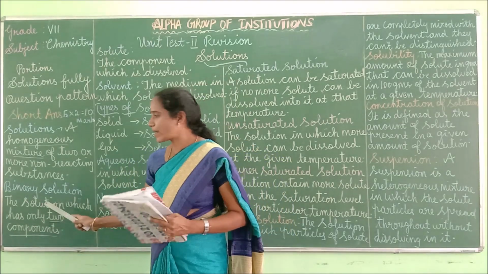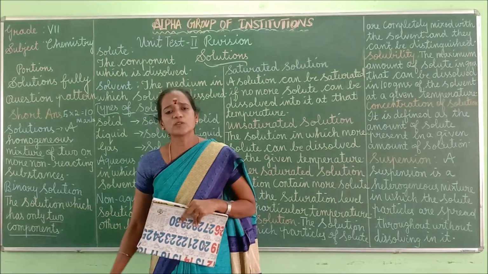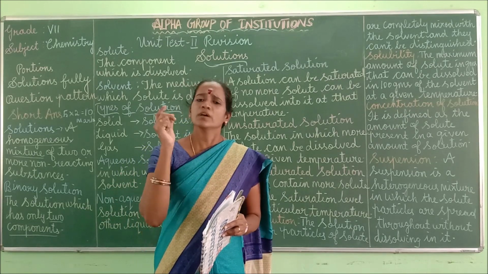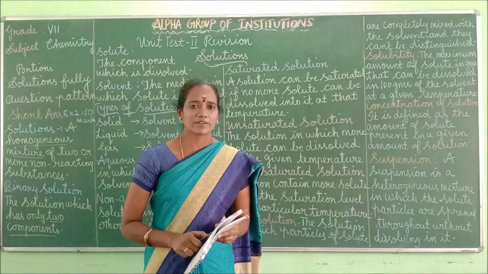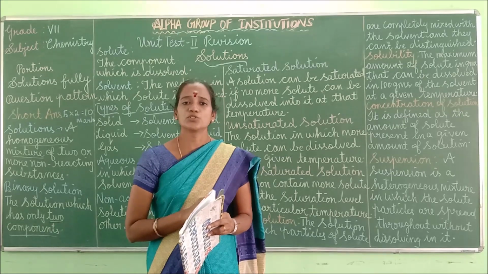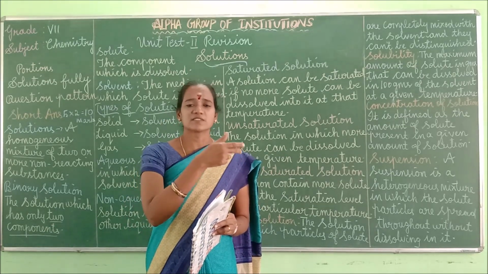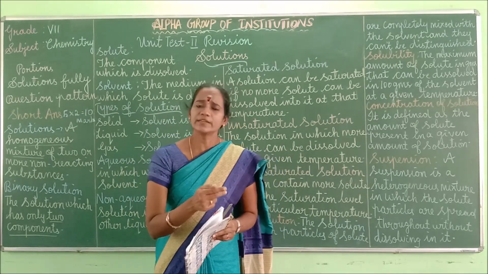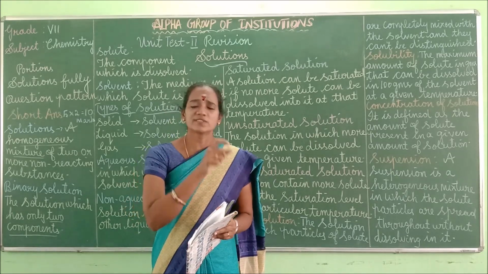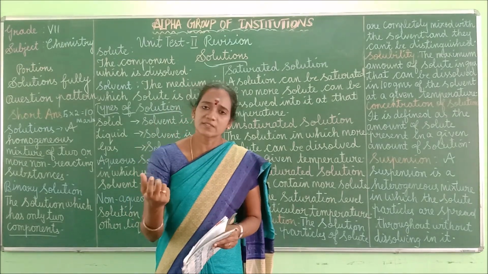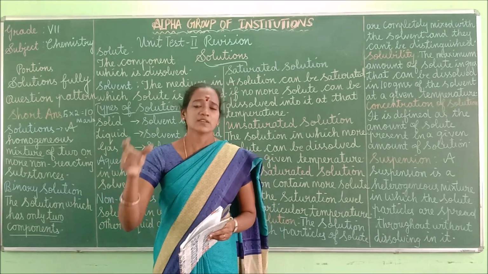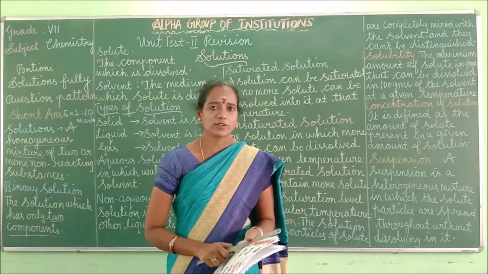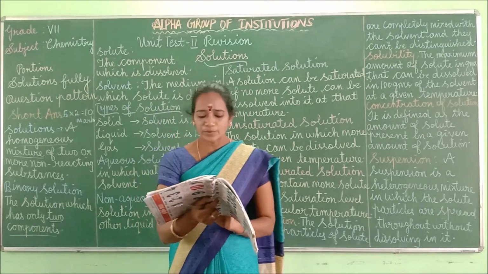Next we can move to the types of binary solutions. We have already discussed the binary solution. There are 9 types of binary solutions possible. For each solution, you have to give minimum 2 to 3 examples. In this binary solution, first you have to mention whether it is solid state, liquid state or gaseous state. Next, mention whether the solute is solid, liquid or gas. Next, the solvent is solid, liquid or gas. This way you have to mention, and only then give examples.